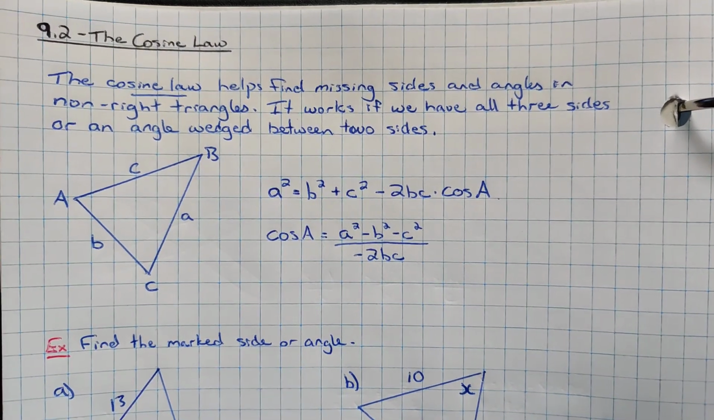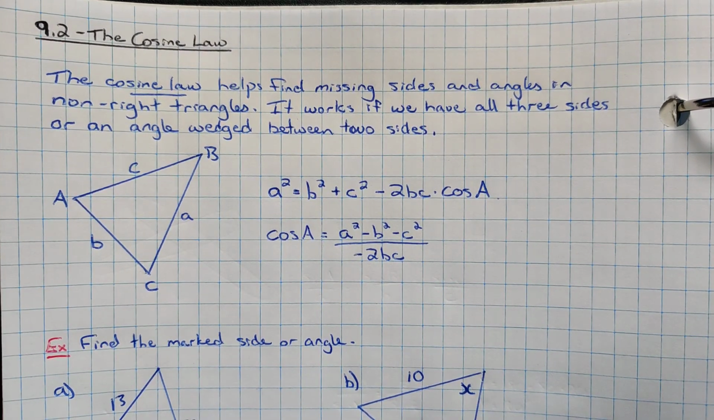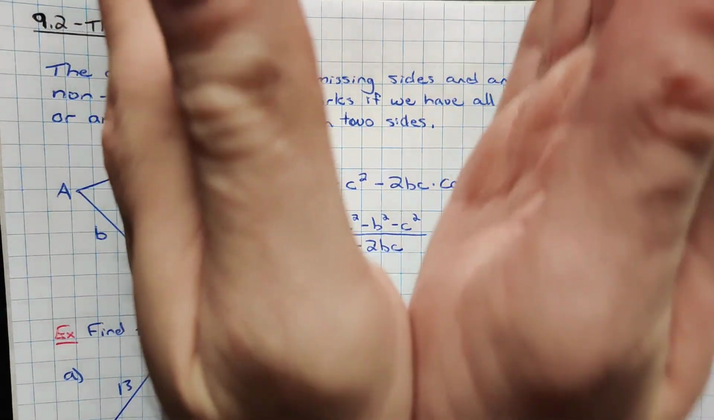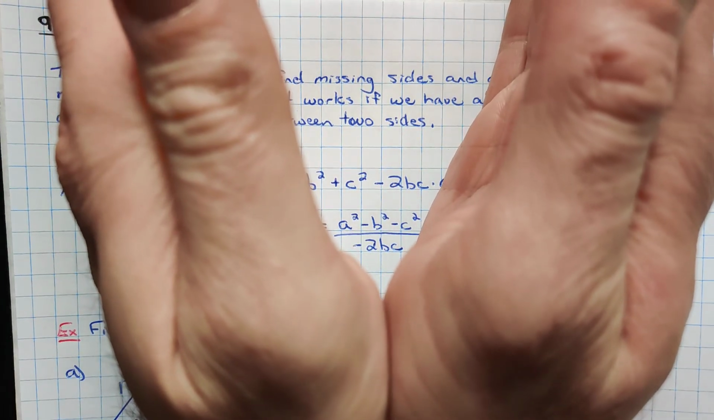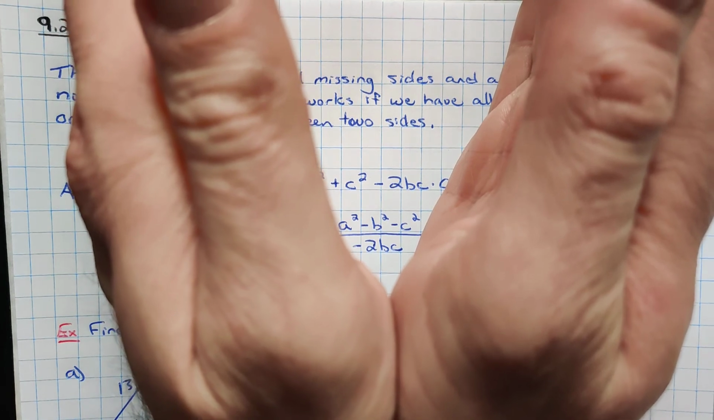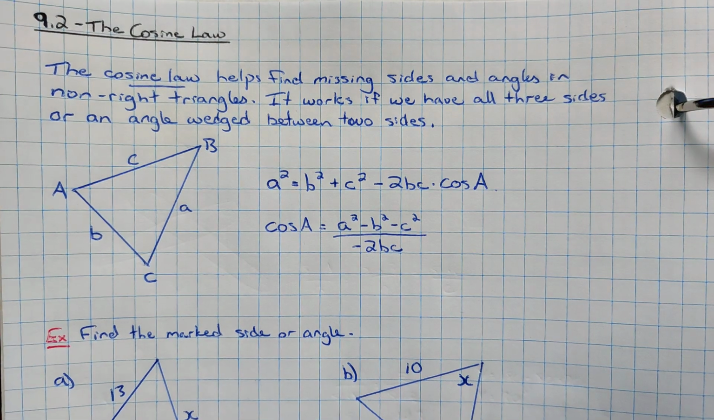All right, so we've looked at the sine law, and then the other useful law for finding sides and angles in right angle or in non-right angle triangles is the cosine law. The cosine law helps find missing sides and angles working with either all three sides, so when we have no angles at all and just have three sides, or if we have an angle wedged in between two sides. So it's kind of wedged in there. If I set my hands up like this, it's wedged in between there. So my angle where you see that little equation wedged in between, that's how it's set up.